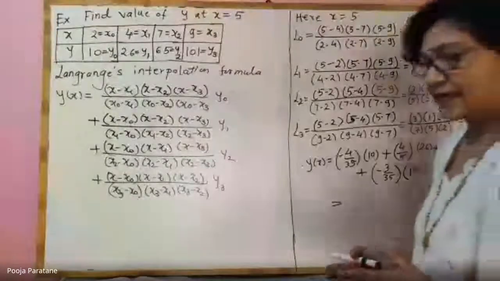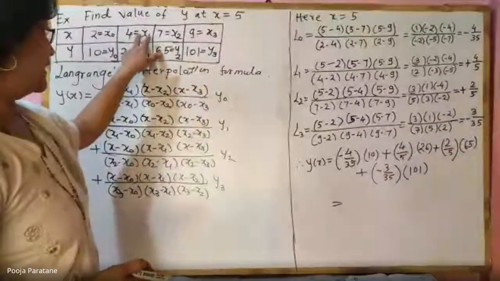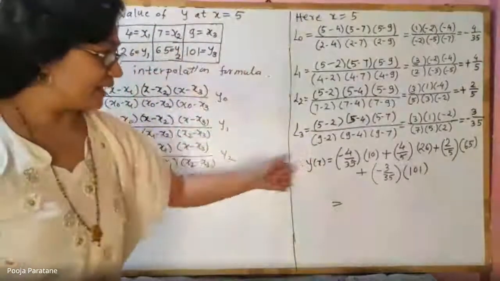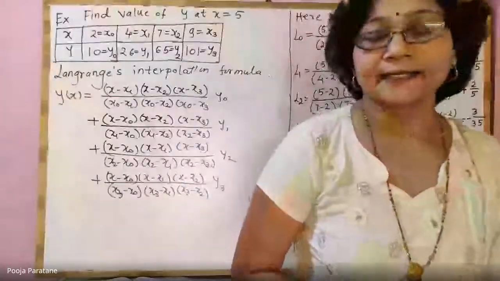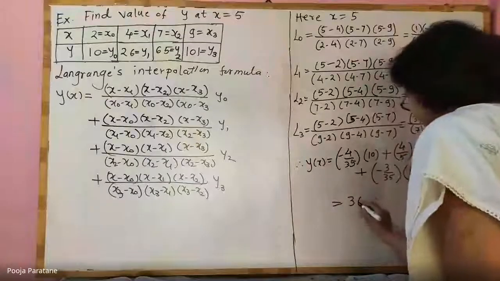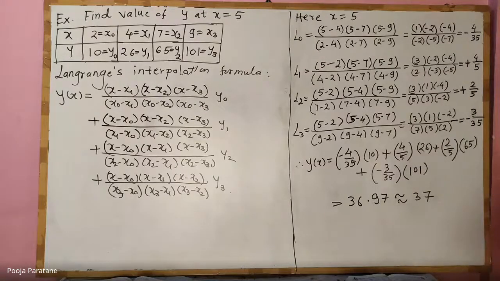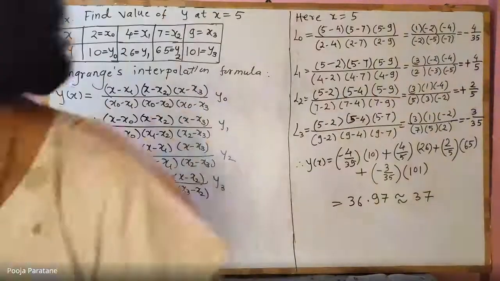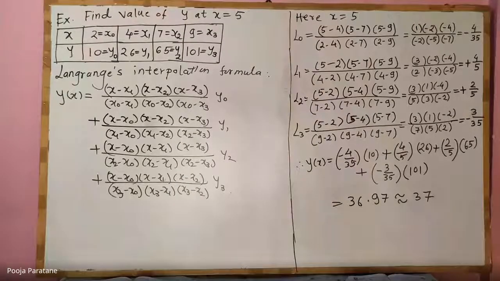Again, the same thing: how to verify whether our answer is correct or not. So here at x equals 5, where does 5 lie? 5 lies between x1 and x2. So whatever value of y you get should lie between 26 and 65. If it lies between these two values, then you can assume your answer is correct. If you calculate it, you get nearly 36.97. So you can write this as nearly equal to 37. If you observe here, x equal to 5 lies between x1 and x2, and the value of y we are getting is 37. So you can check that it lies between the values of y1 and y2, that is 26 and 65.